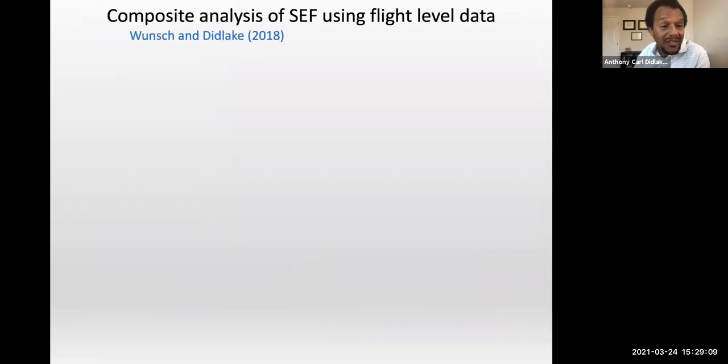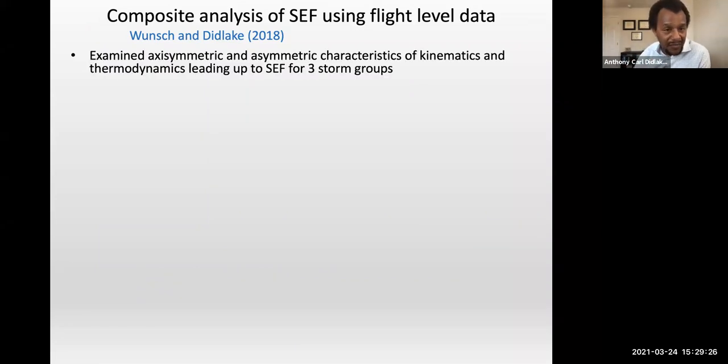One way in which we were able to look at this is by using flight level data. Now, with flight level data, you can't get the full three-dimensional wind field at all locations. But what we can track is the tangential wind evolution over time. And we were able to do this using a composite analysis that examined axisymmetric and asymmetric characteristics of the kinematics. We also looked at thermodynamics of all of the storms. I believe Katie went back to the year 2003 or 2002.